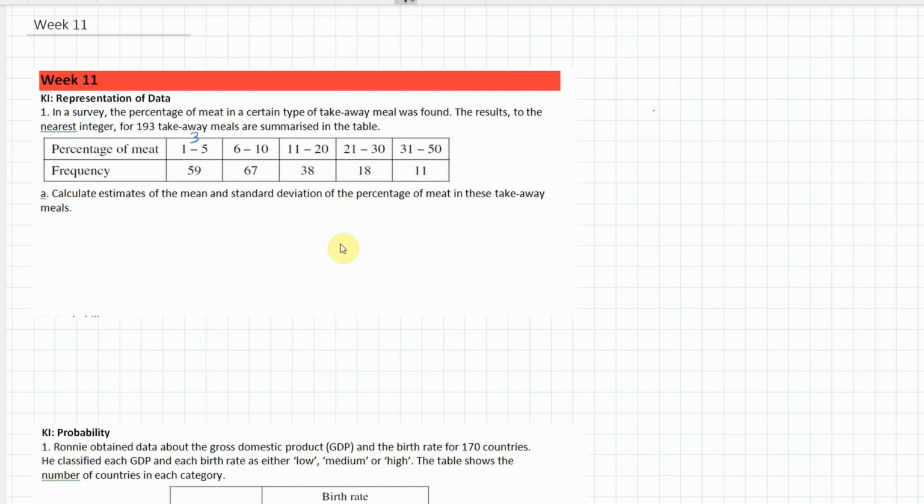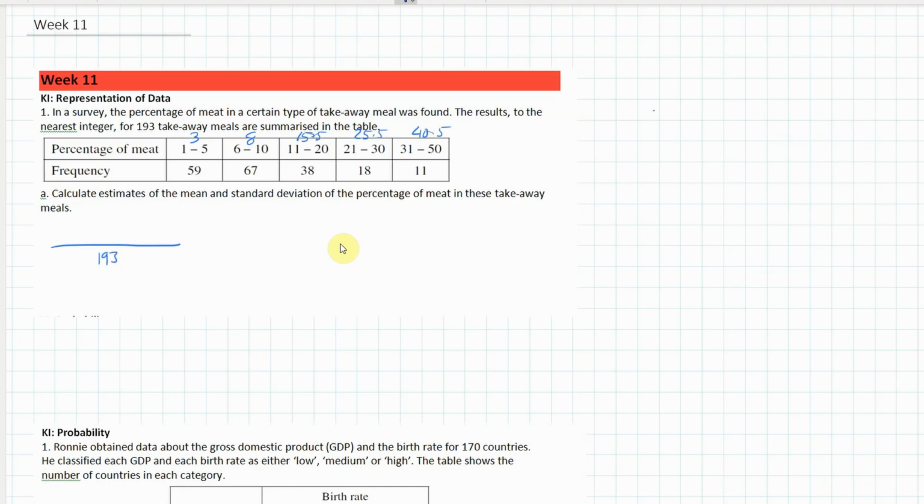So 3, 8, and then 31 divided by 2, so 15.5. Next one would be 25.5. And the last one is 40.5. Now to get the mean, we're going to divide by 193, since that's how many meals we've got.